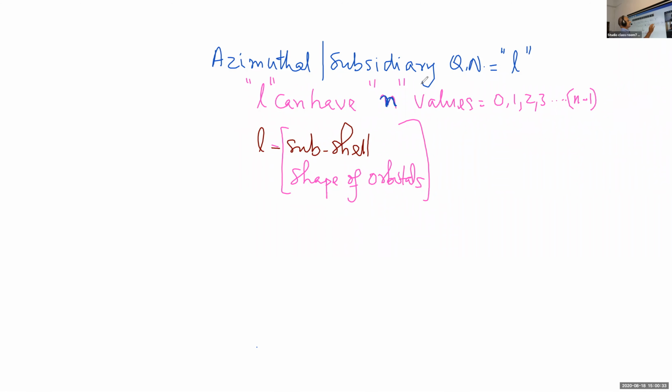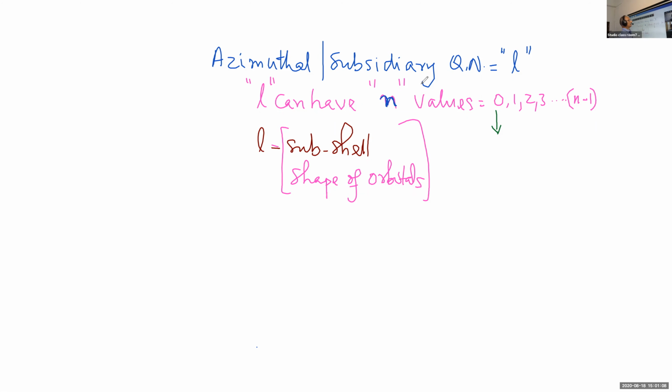Suppose L is equal to 0. It begins from 0: 0, 1, 2, 3, 4, etc., up to n minus 1. Totally, there will be n values in a given shell. In a given shell, the total number of L values will be the same as the principal quantum number n itself. But it begins from 0 and ends with n minus 1, so 0 to n minus 1.